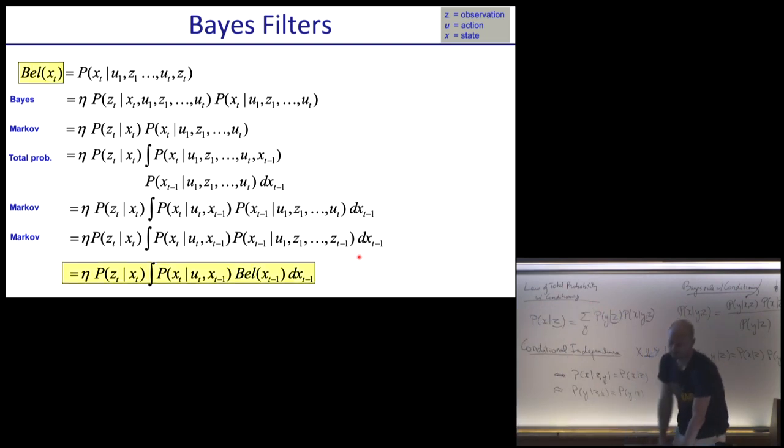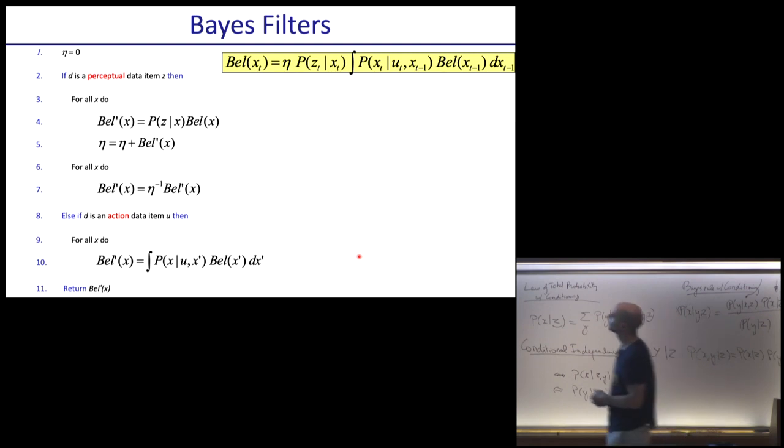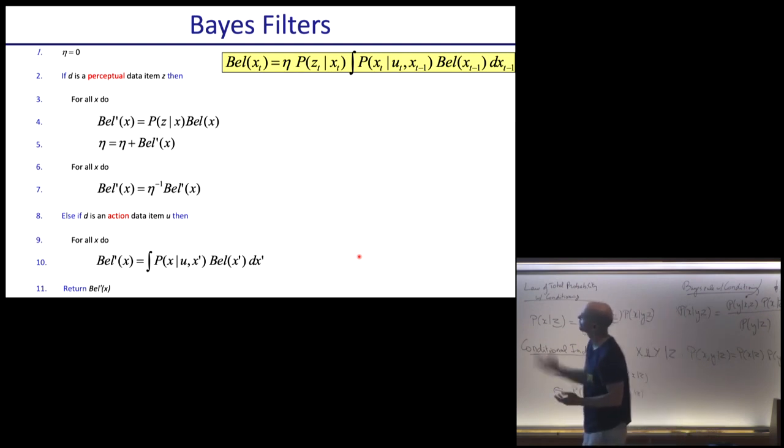And so this is the final result we have. We can put this in an algorithm, and this is the algorithm that we'll be running. This is the version for discrete states, of course, where we can just tractably compute this. But it's actually very simple.